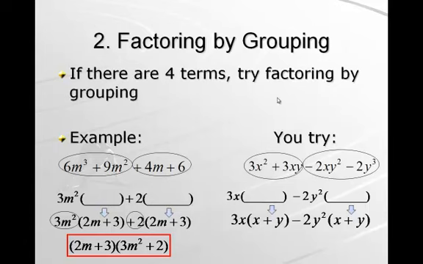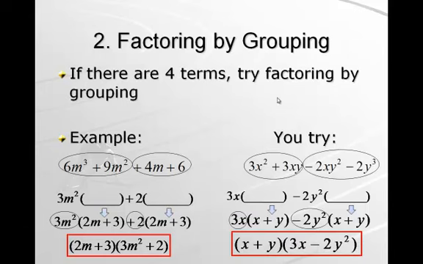X plus y represents part of our answer. The rest of our answer will be 3x and the minus 2y squared, the things that we factored out already. Here's how we write it. X plus y in a parentheses, and then 3x minus 2y squared in a second parentheses. Double parentheses look to our answer.